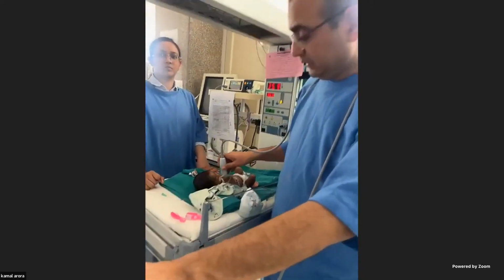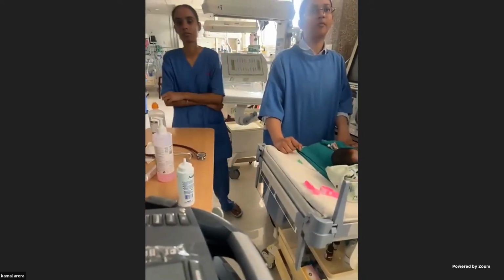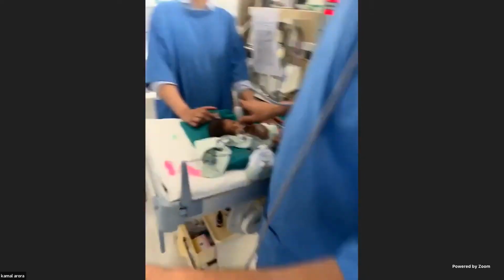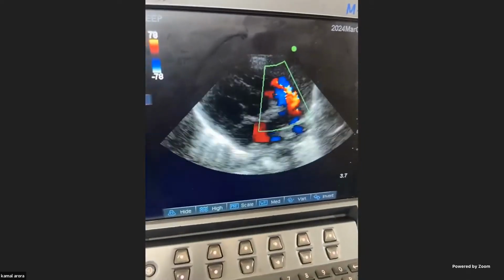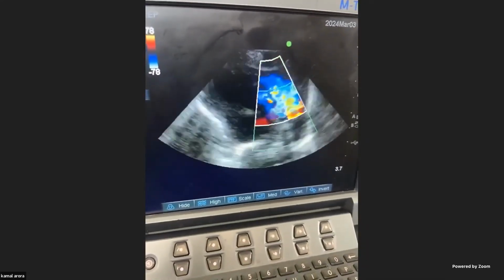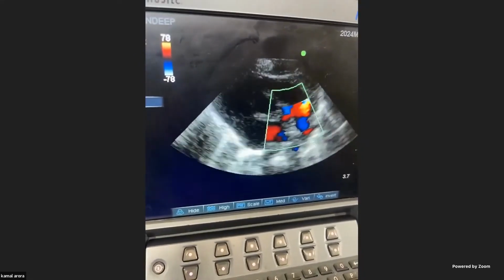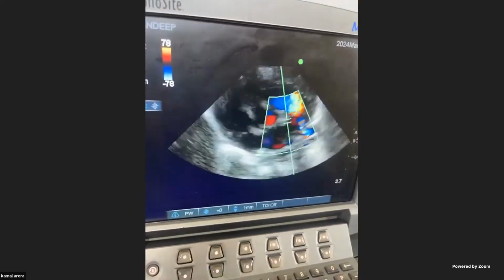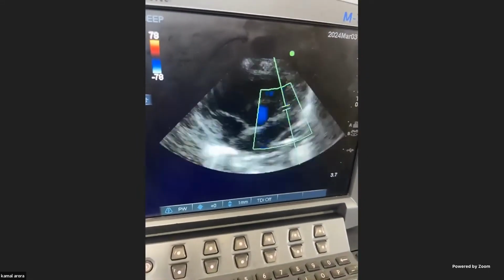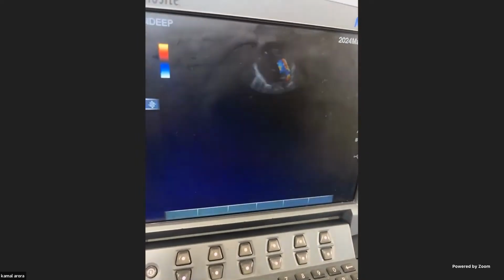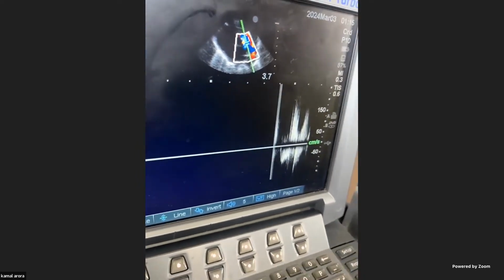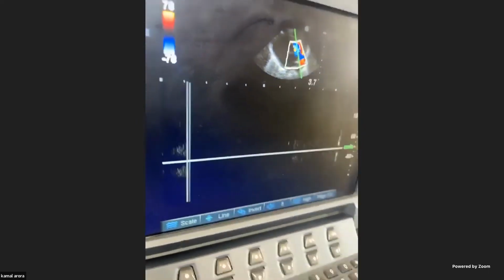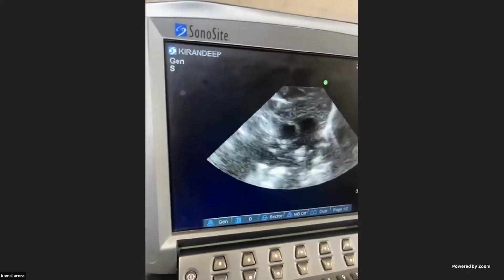That's what I'm saying, the pulmonary artery. So if we put the color in the pulmonary artery, then we see the Doppler over here.